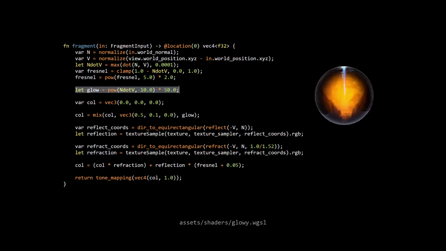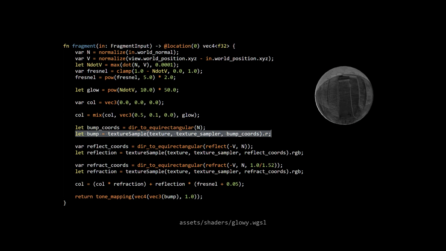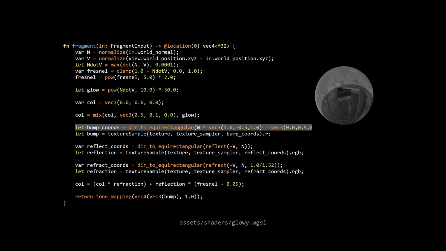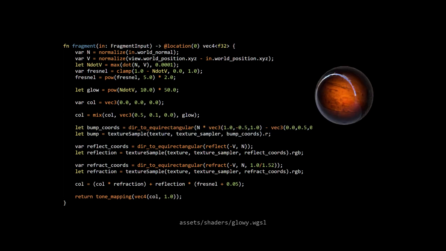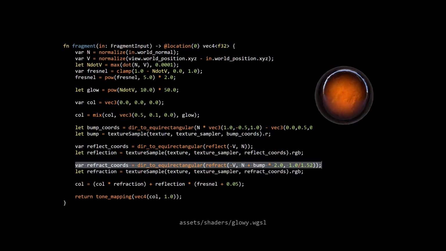Next, we're going to sample just the red component of our HDR texture. We'll multiply and subtract by a couple vectors to adjust the image projection. Then we'll add this to the normal input of our refraction function, and it'll cause the refraction direction to vary across the surface of the sphere.